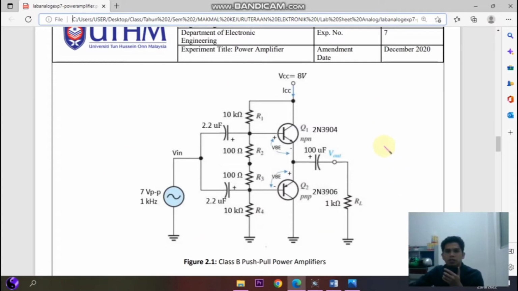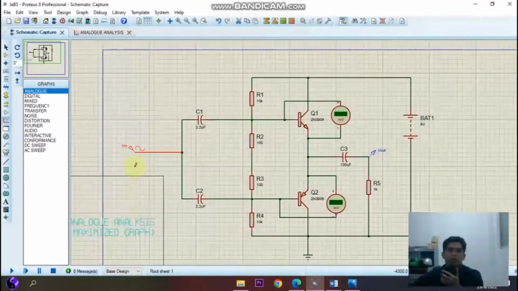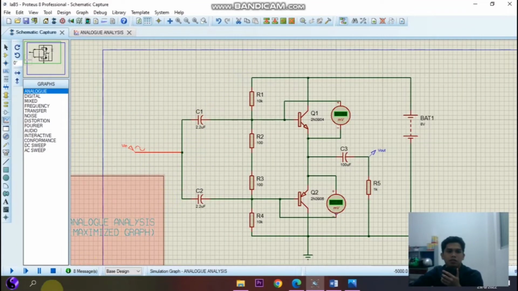So this is the circuit given and we need to construct it in Proteus. So this is the circuit that has been constructed. Okay, for resistors, 2 capacitors, 3 capacitors, NPN, 2 NPN, and battery, also sine voltage in, V in. Okay, so start simulation. We get the value of VBE1 and VBE2. The value of VBE1 is 62.7 and VBE2 is 15.8.